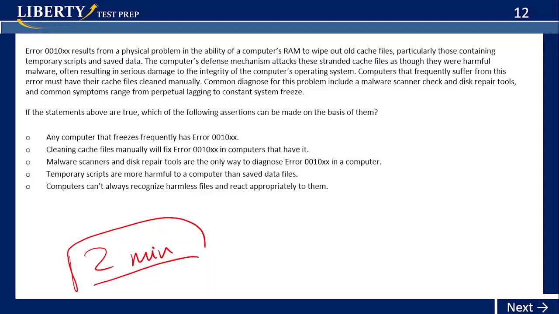Okay, let's read the question first. If the statements above are true, which of the following assertions can be made on the basis of them? So the same question for assertion. Assertion is a keyword for inference, and the statements above are true means that all of them are facts.